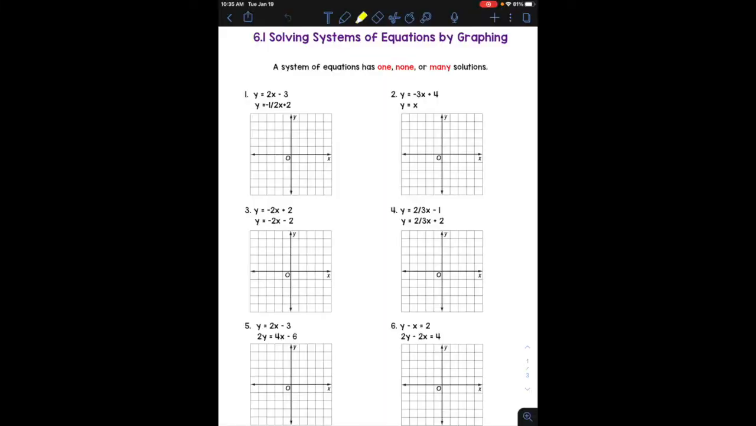Guys, today we're going to start our chapter of solving systems of equations. There are three methods that we're going to see and use to solve a system of equations. The first one is by graphing, which is what this lesson will be on. A system of equations has one, none, or many solutions. We're going to look into graphing a system of equations, which involves graphing two equations on the same coordinate plane, and then discussing how many solutions it's showing us that this system has.